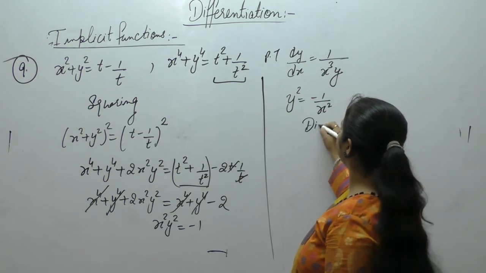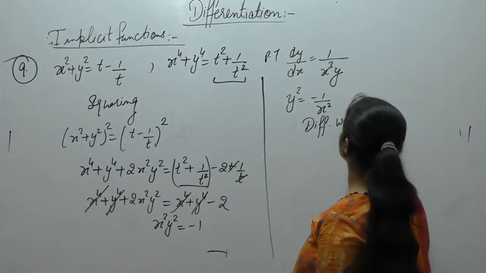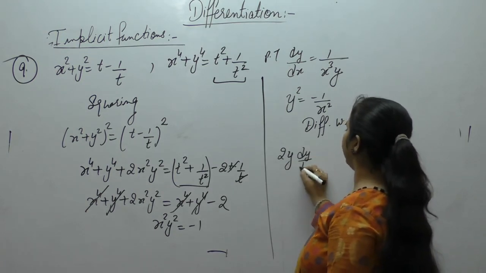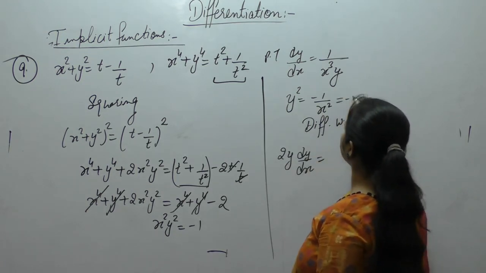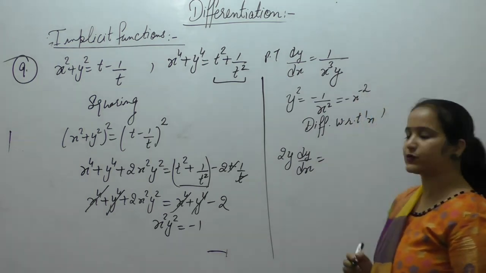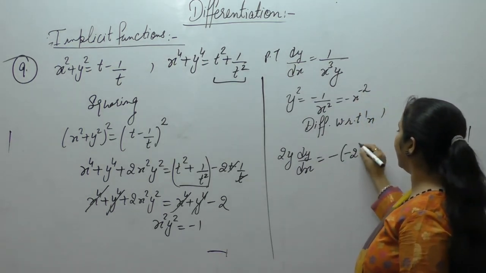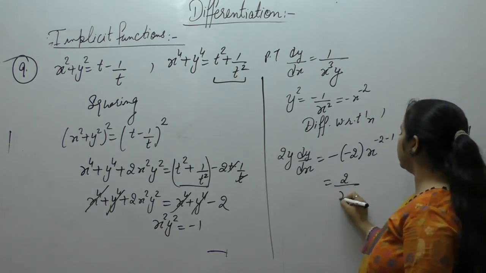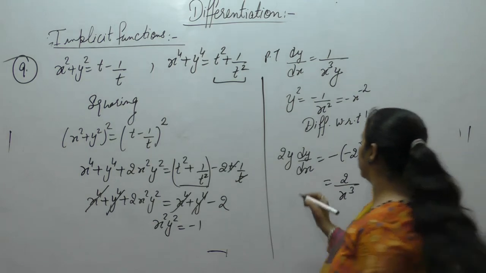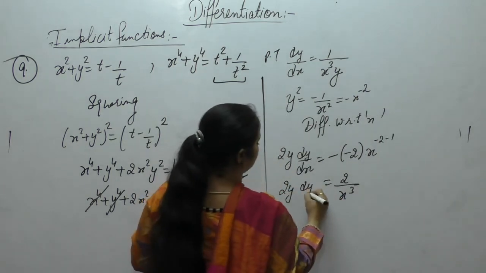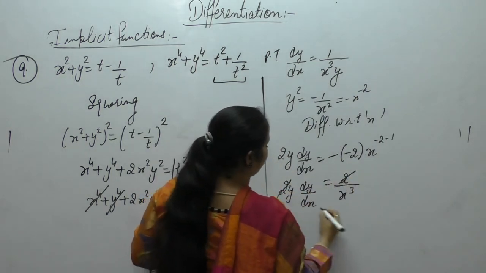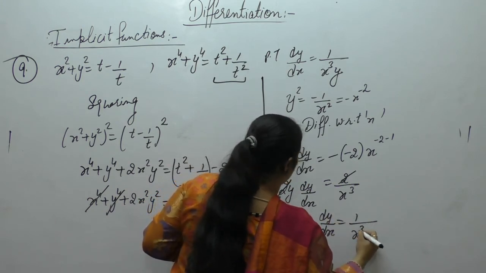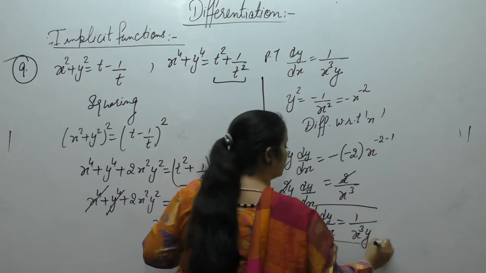Now differentiate both sides with respect to x. Y square, derivative of this is 2y dy upon dx, and we can write the right side as minus x power minus 2, which is minus n x power n minus 1, minus minus, plus 2 upon x cube. Now 2 will get cancelled. So we are left with dy upon dx equals 1 upon x cube into y.